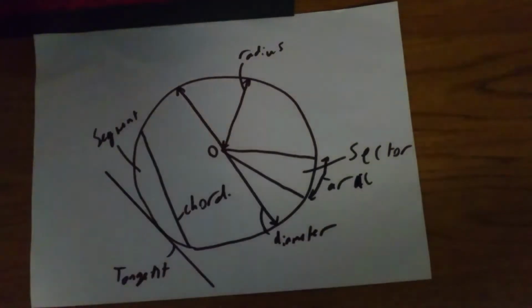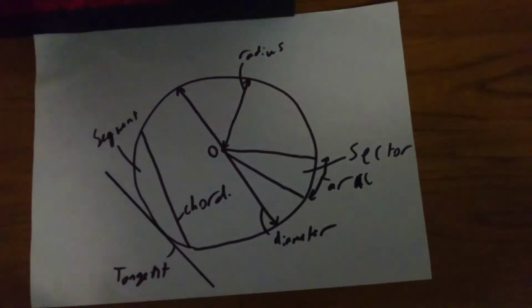A segment is an area of the circle which is cut off by the chord. A tangent is a line that only touches the circle in one place. Okay, let's get to our first circle theorem.